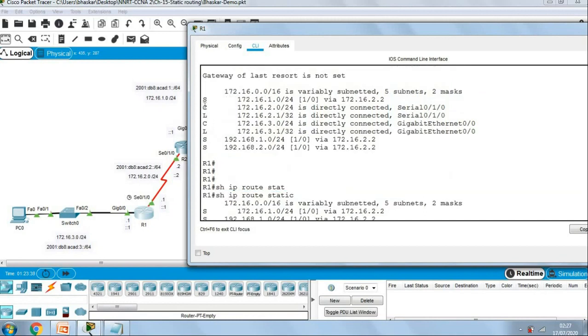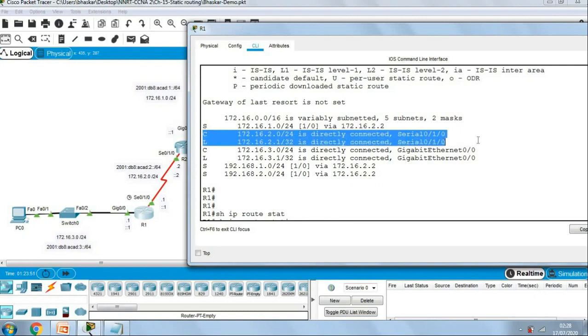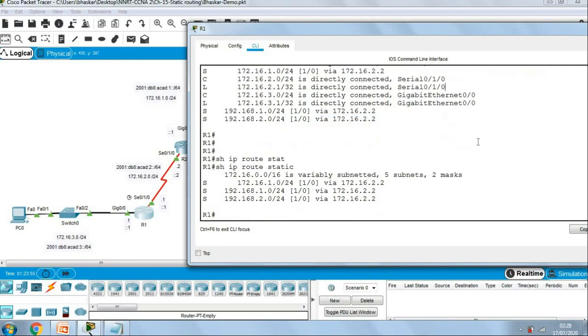But you can see here, if you go for show IP route, you will get all connected networks, and L for local networks, all these things. I discussed what is C and what is L in the previous video. If you are not clear, just go there, and you will get the clarity. So this is how you will check this one.